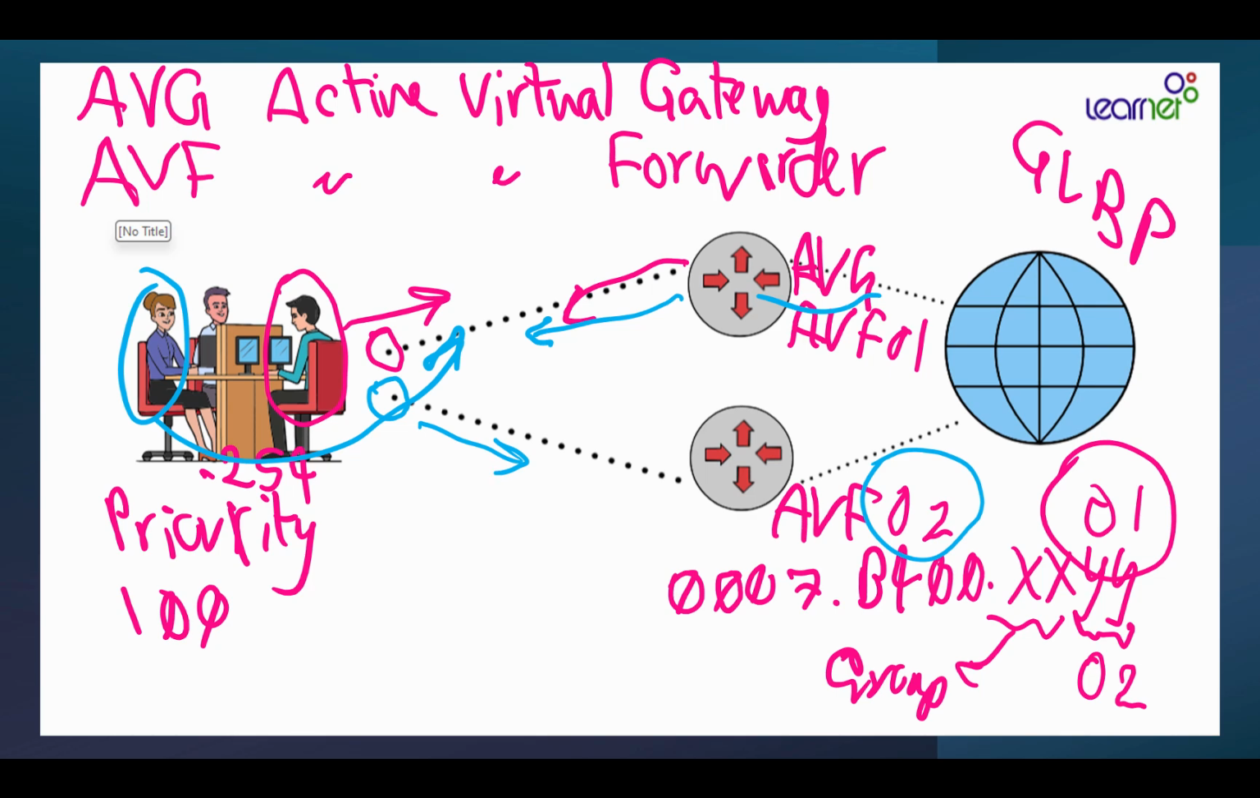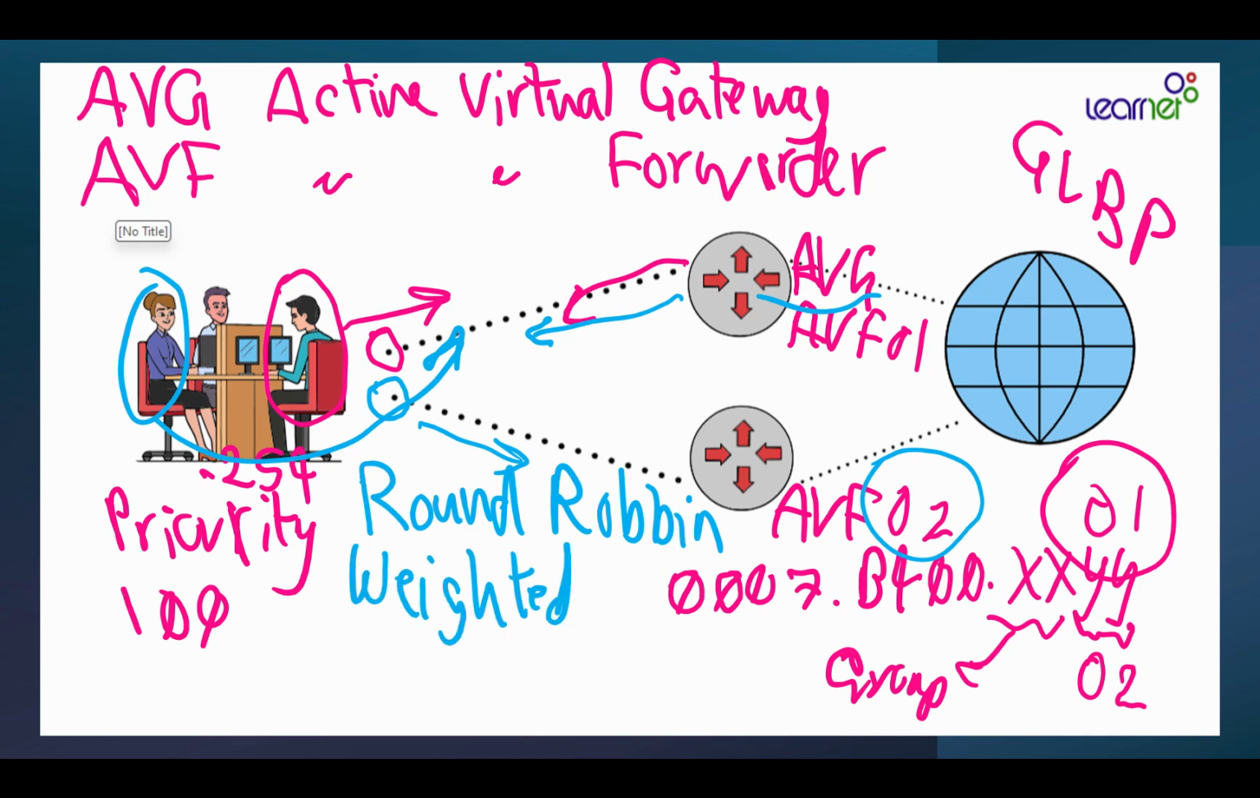There are different load balancing methods that you can configure on GLBP. The first one is round robin. Round robin, in all of the load balancing algorithms, means that it distributes traffic equally amongst the service providers. So in this case, distribute the traffic equally amongst AVFs. The other one is weighted. Weighted means assign traffic based on the configured weights.